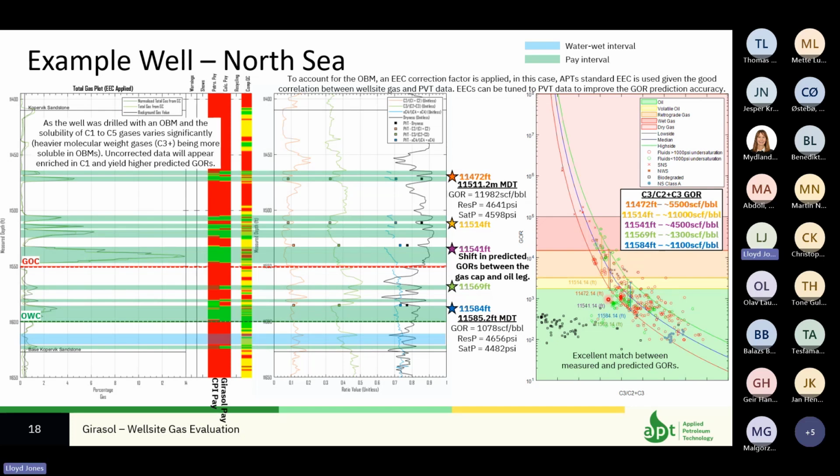Excuse me. So you can see in the gas cap, sorry, we're around 11,000 predicted, and that coincides to the measured MDT GORs of 12,000, and then deeper in the oil leg, the measured MDT GORs are around 1,100 scf a barrel, and that coincides to what we predict using the wellsite gas data, which is a really nice example.